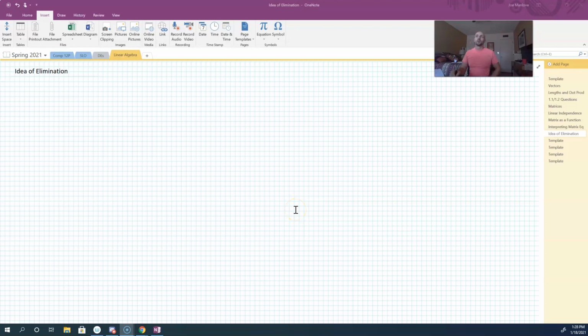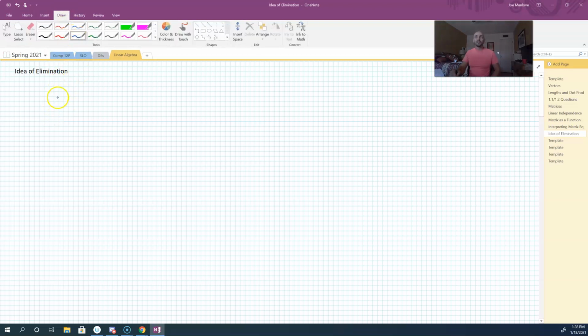Okay, so let's talk our way through elimination a little bit. Let me assume that I live in a world where I have a system of equations. That system of equations, for instance, might look like 1x plus 3y equals 9, and 2x plus 4y equals 14.